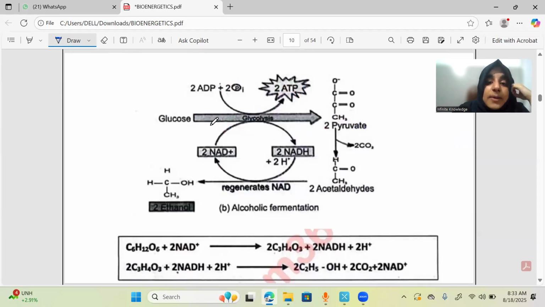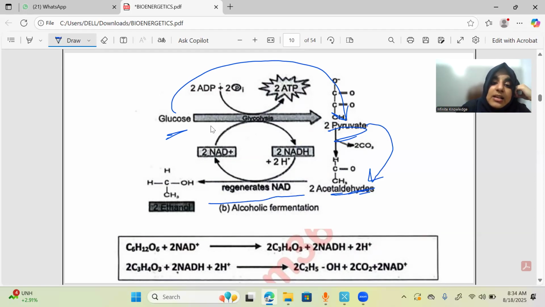Next, we move on to alcoholic fermentation. Now, in alcoholic fermentation, the first step is the same, that glucose is converted into 2 molecules of pyruvate. And when these 2 molecules of pyruvate are here, they are not converted into lactate. They are converted into an aldehyde group, which regenerates NAD and produces 2 ethanol.